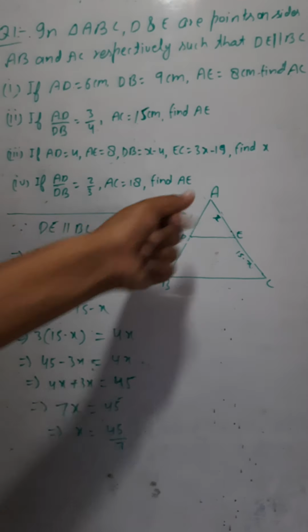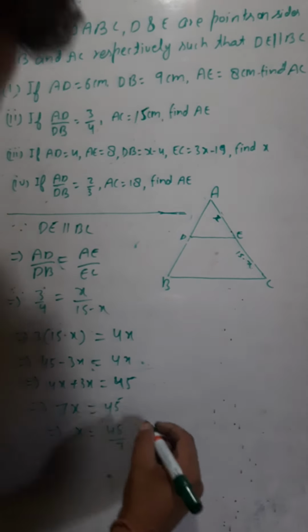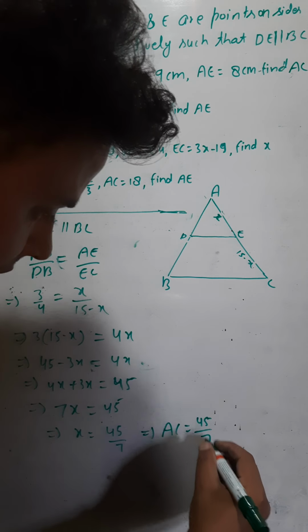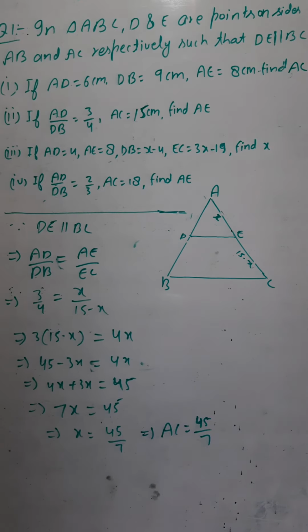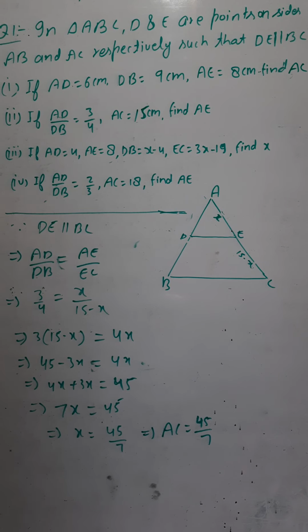X is what? X is AE. So it implies AE is 45 by 7. Are you getting this? So this is how you would solve the question. Yes or not? Just note it down.